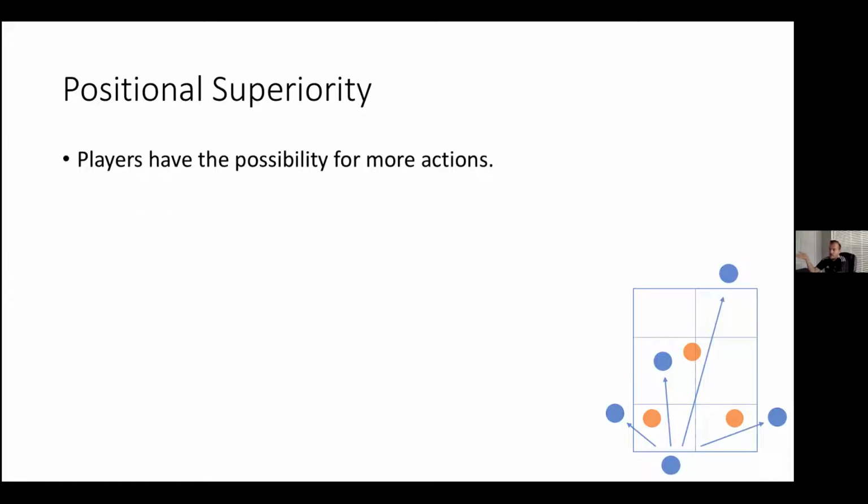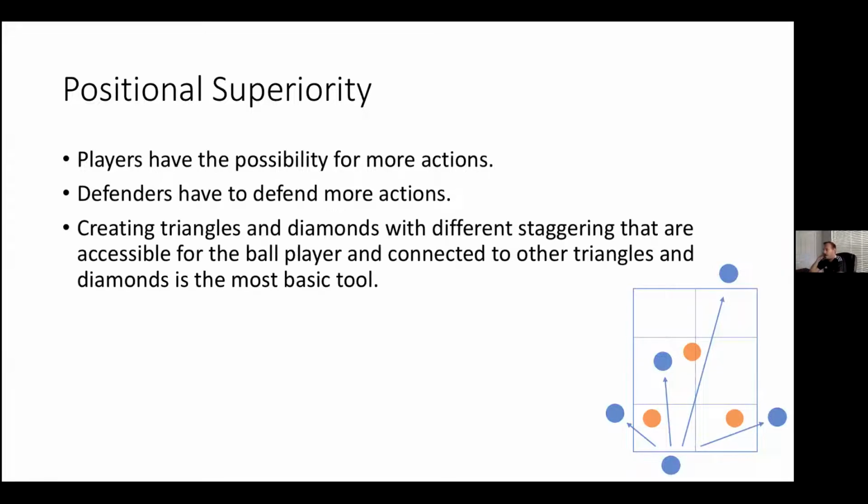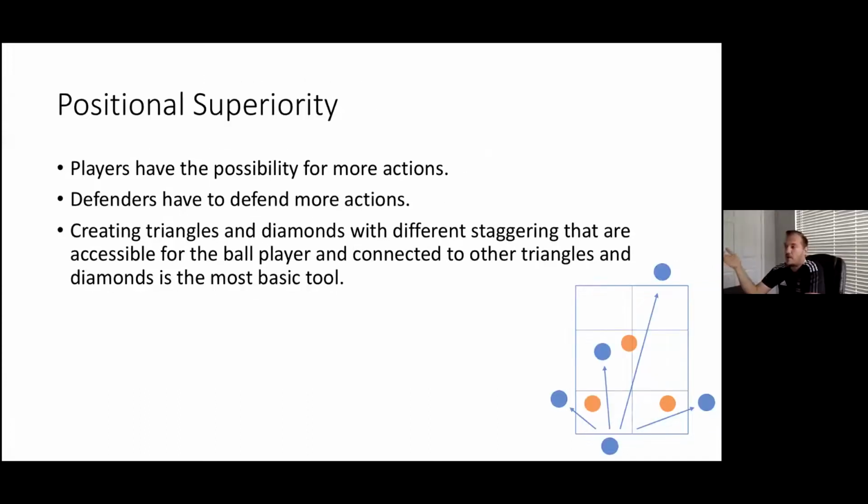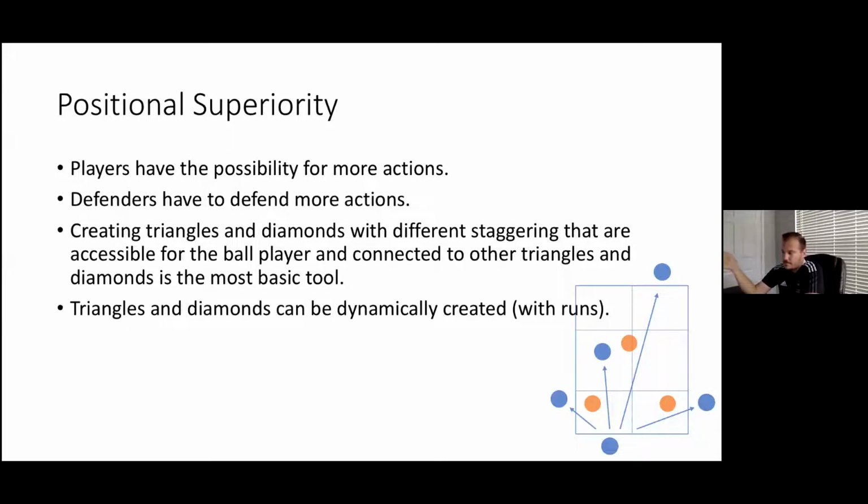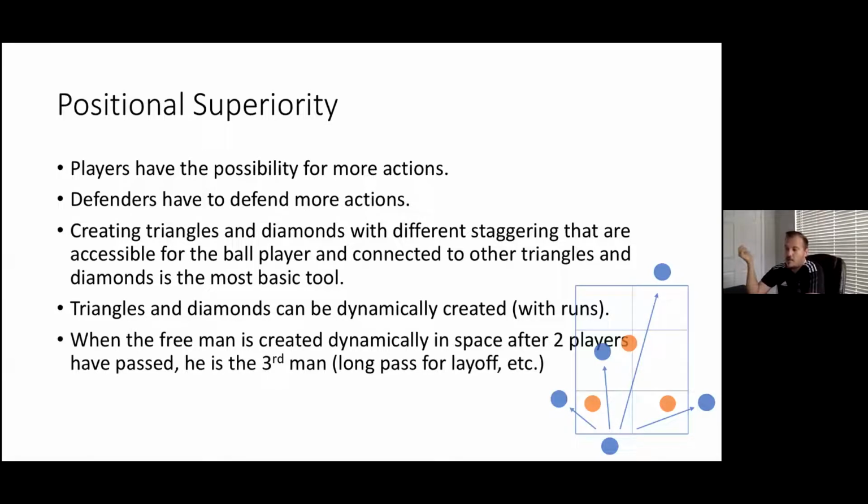So the idea with positional superiority is that the players have more possibilities for actions, and the opponent can't defend all the actions, as we see now 5v3 in the bottom right-hand corner. Again, create triangles and diamonds with your superiority so that the ball can be moved to any player. And you can create these triangles or diamonds in the moment with movement, which is what we know as a third man run. So if we have a pass between two players and then a third man joins to create a triangle or to run in behind, that's called the third man who's joining, right?